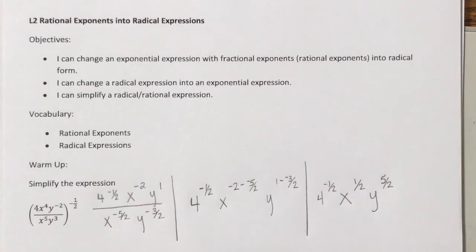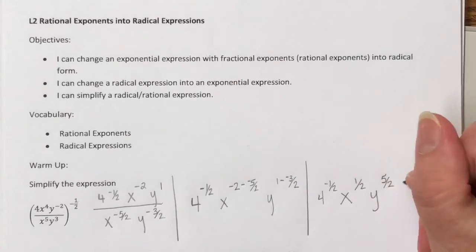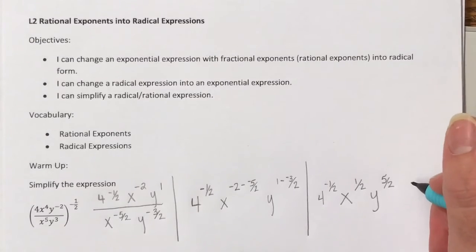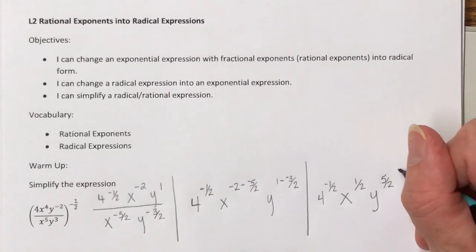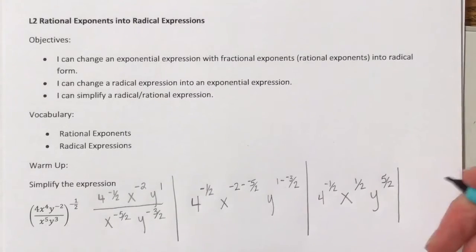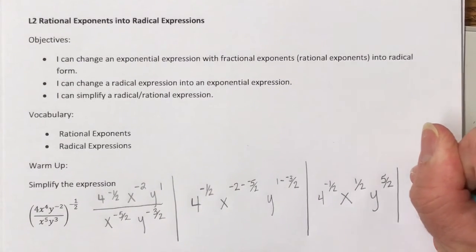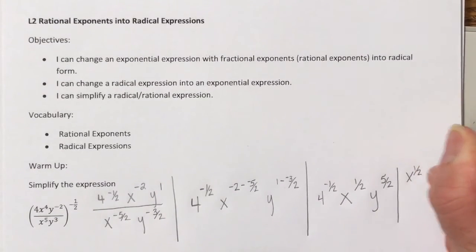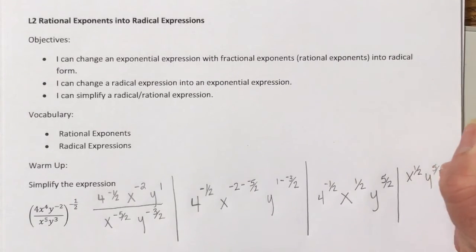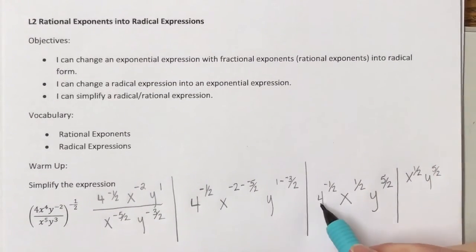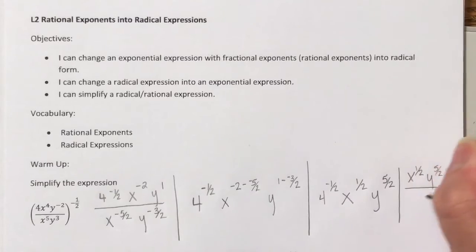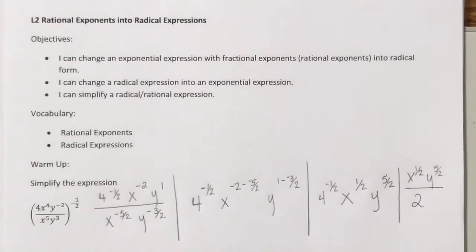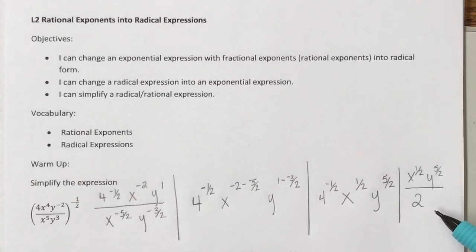So 4 raised to the negative 1/2. And so when you do that, you notice that 4 to the negative 1/2 is the same thing as 1/2. So x to the 1/2 on top, y to the 5/2 on the bottom, and since it's a 1/2, I'm going to leave that 2 on the bottom. Okay, so today what we're going to wind up learning is why 4 to the negative 1/2 has the same value of 1/2.